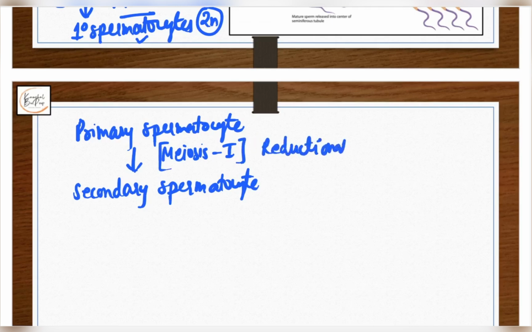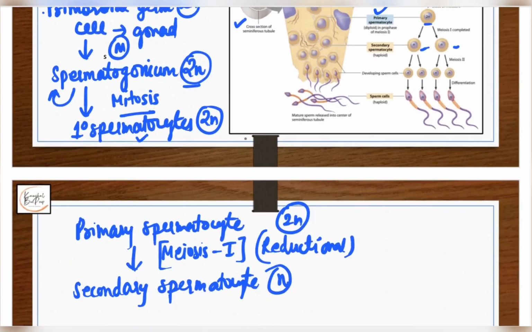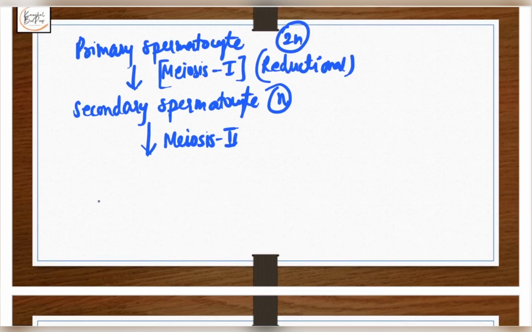And what does reductional mean here? The diploid cell is going to be converted into a haploid cell. So from one primary spermatocyte you will have two secondary spermatocytes, you can see over here, which are haploid cells. Again, the secondary spermatocyte will undergo meiosis 2, and the secondary spermatocyte will be changing into something called spermatids.